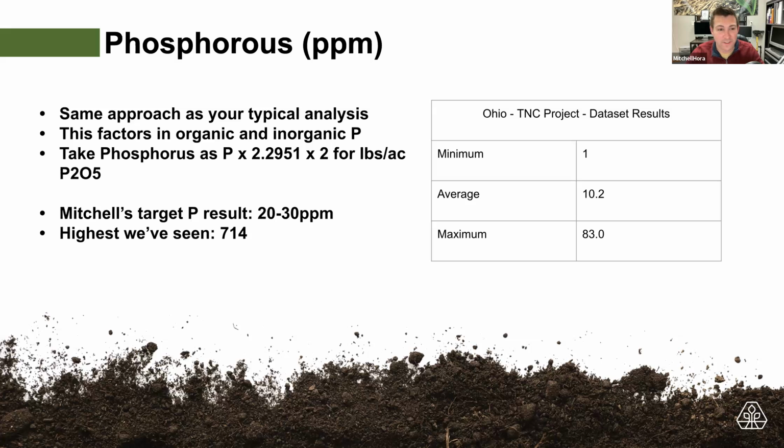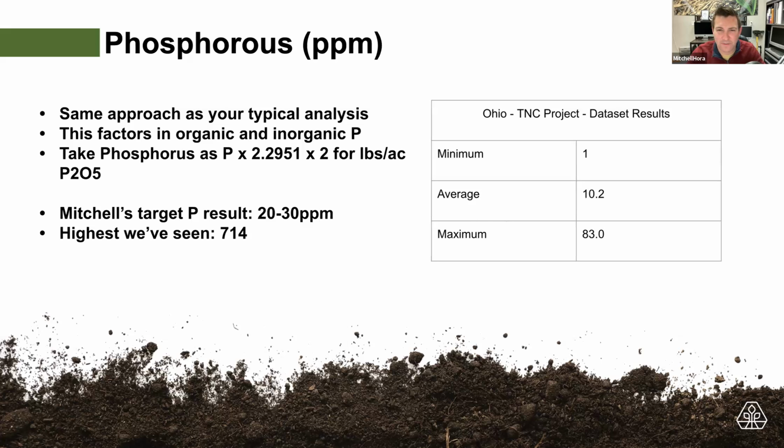Okay, Rick, phosphorus. In the Haney test, we're looking at organic phosphorus and inorganic phosphorus. So that's a key thing to factor in. But overall, phosphorus should be looked at the way that you typically look at phosphorus. The average availability here was 10 parts per million. A lot of times we like to see 20 to 30 parts per million is what we're typically seeing from our results. We've got some where you can get really high phosphorus availability, probably too high.